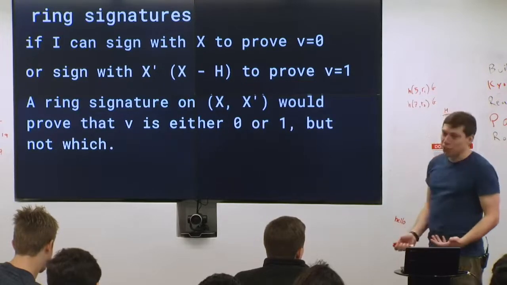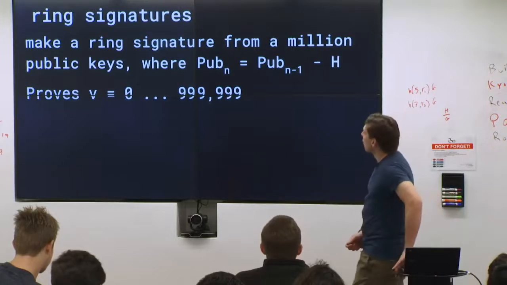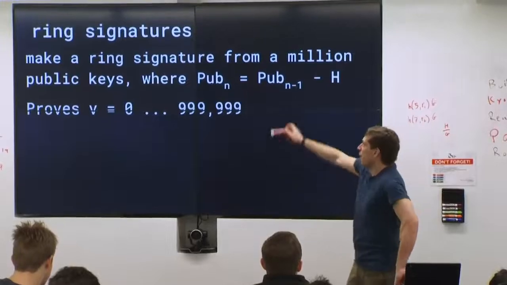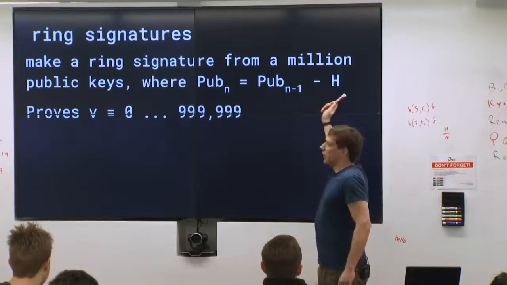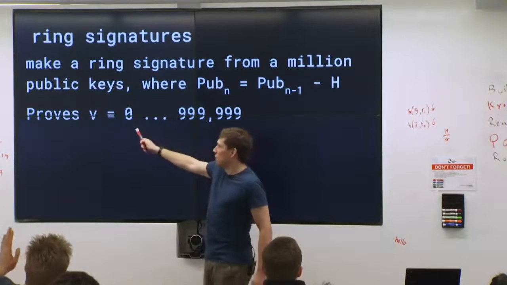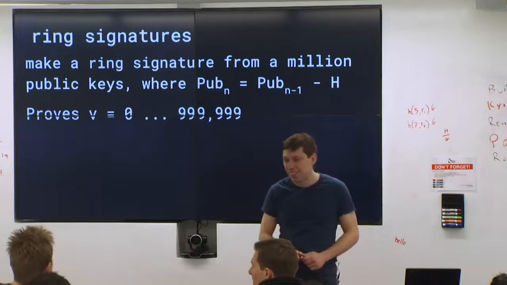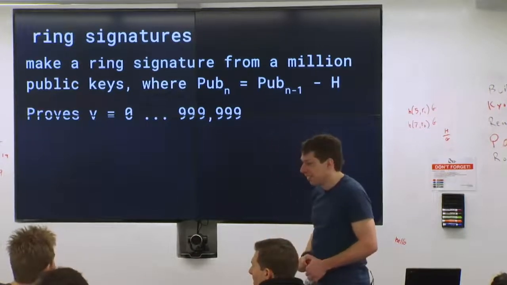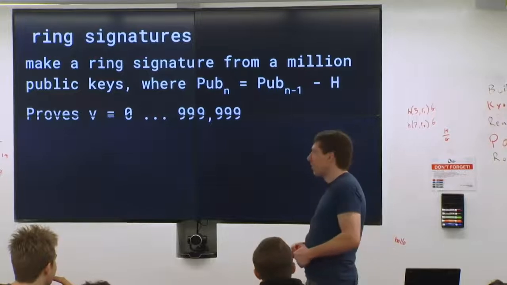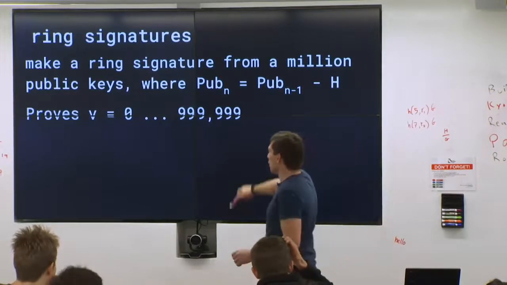Yeah, we might want more values. So make a ring signature from a million different public keys, where the pub n is just pub n minus 1 minus h, right? And then I just prove that V is somewhere in the range from 0 to 99999. What's the computation time for ring signatures as the number of public keys grows? Yeah, it goes up. The best is linear. Or no, sorry, there's probably sublinear now. But yeah, this is not feasible.